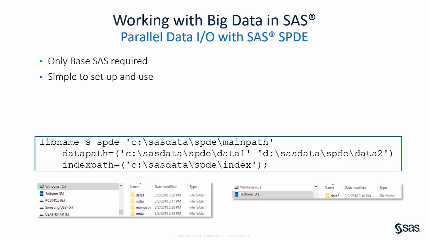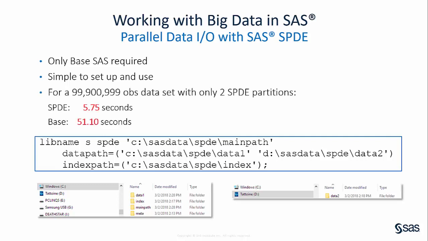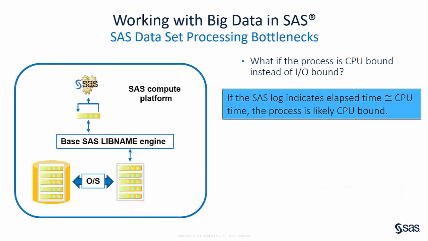This was actually done on my laptop using an SD card as the second disk. And then when I read in this humongous data set, reading it from a traditional SAS data set stored on the hard drive took almost a minute. Reading it, same data set, through SPDE reduced the time by a full order of magnitude. So that's another way of speeding up your data.